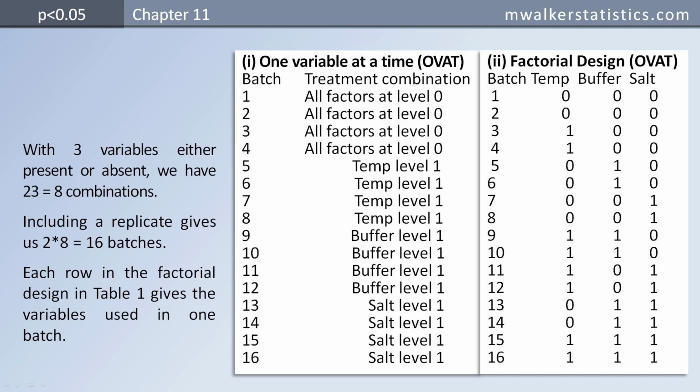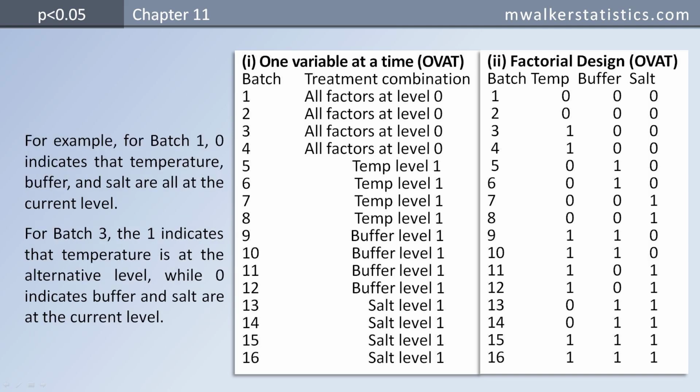With 3 variables either present or absent, we have 2^3 equals 8 combinations. Including a replicate gives us 2 times 8 equals 16 batches. Each row in the factorial design in Table 1 gives the variables used in one batch.